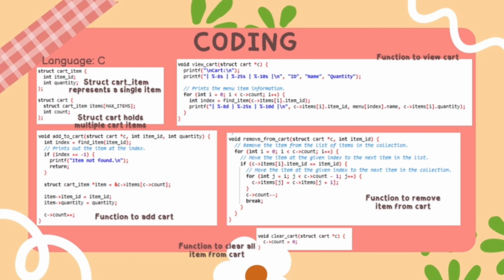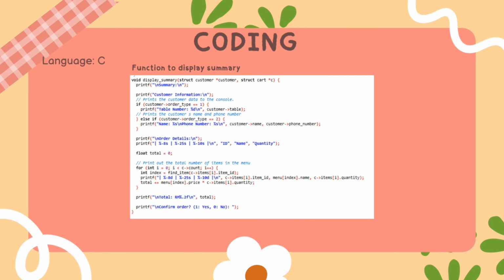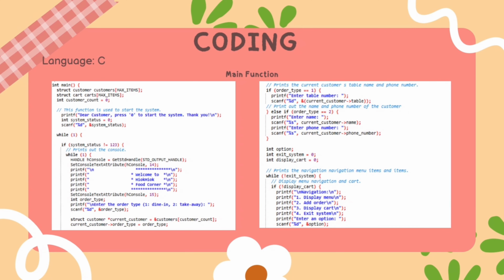And then we also have remove from cart that allows the customer to remove items from their cart based on the item ID. To clear all items from the customer's cart after the checkout, we also use the function clear cart. Before moving to the main function, we also declare a display summary function that will provide a comprehensive summary of the customer's order. Now, let's take a closer look at the main function.